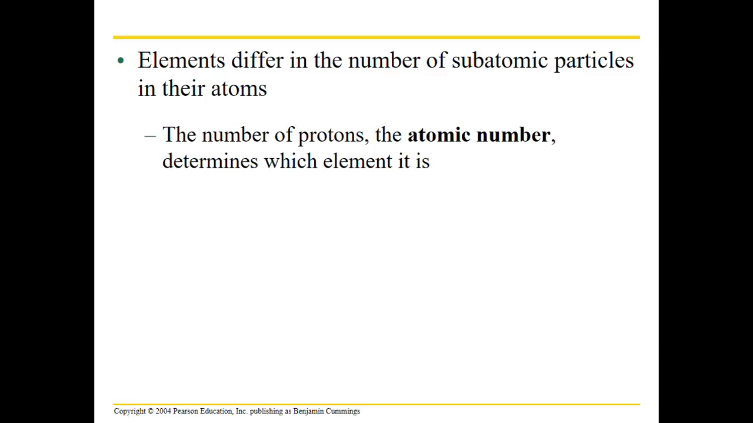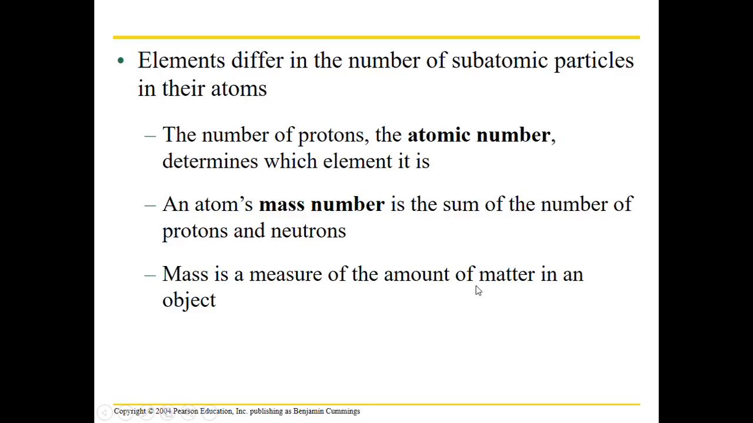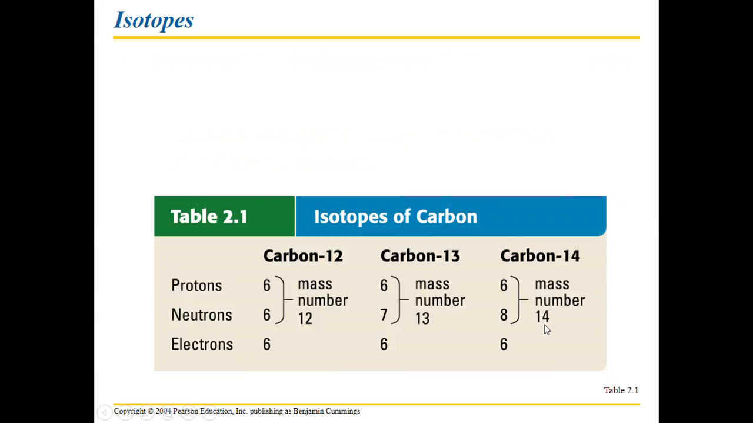Elements differ in the number of subatomic particles in their atoms, the number of protons. The atomic number determines which element it is, which we just talked about. An atom's mass number is protons plus neutrons, and mass is a measure of the amount of matter in an object.